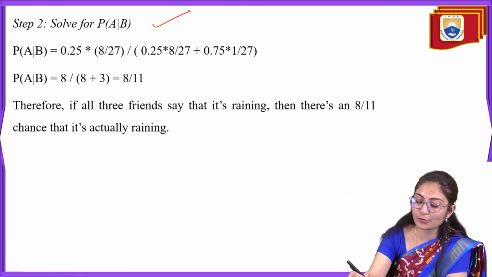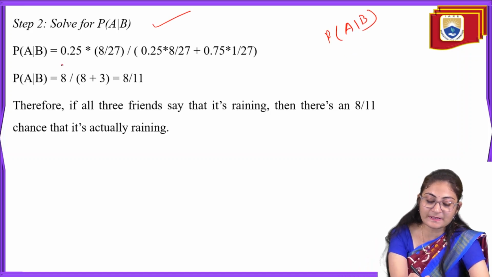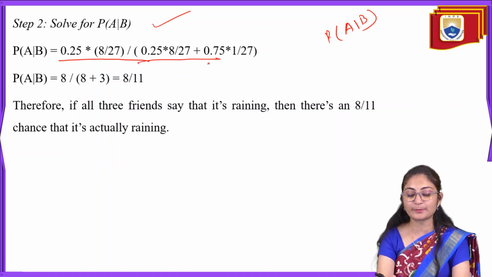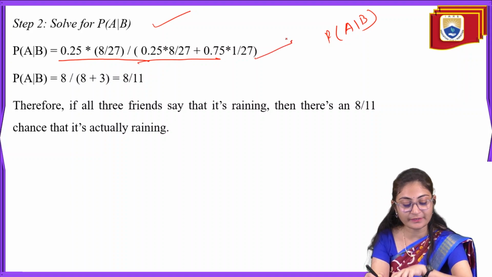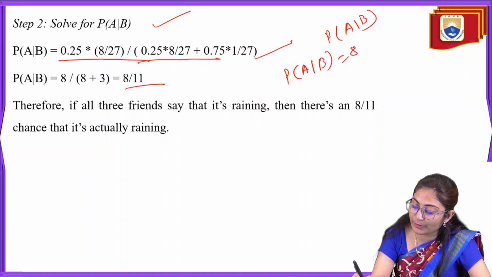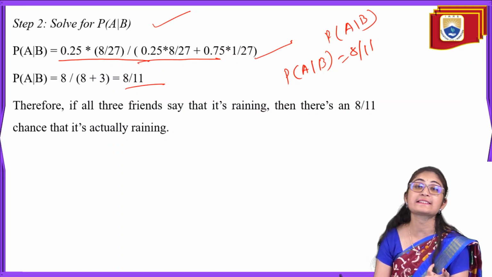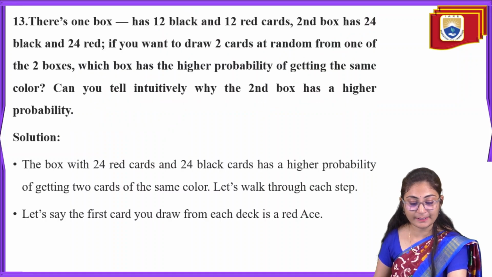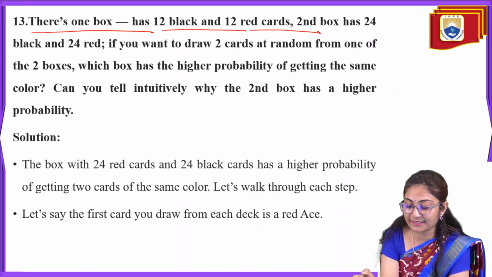Now step 2. You have to find P(A given B). P(A given B) means 0.25 into 8/27, divided by 0.25 into 8/27 plus 0.75 into 1/27. That is, P(A given B) is equal to 8 by 11. So if all three friends say that it's raining, then we can say there is an 8 by 11 chance that it's actually raining.